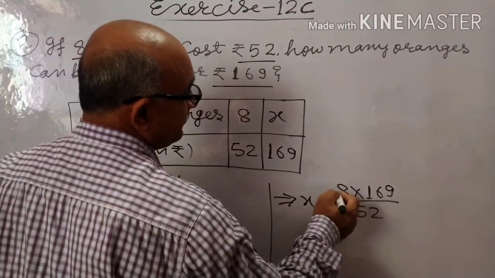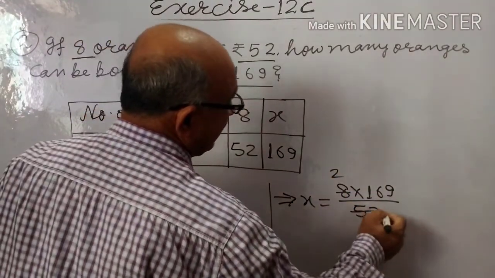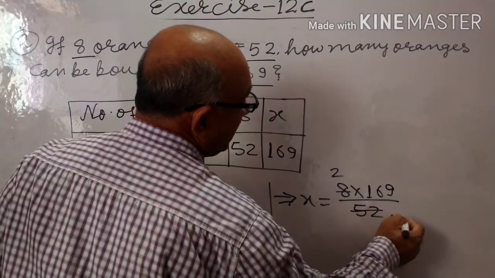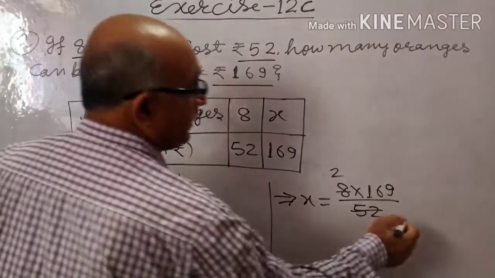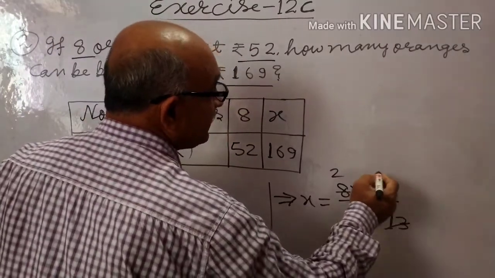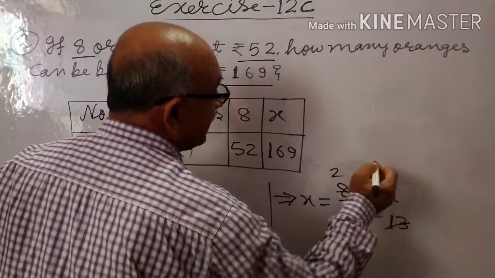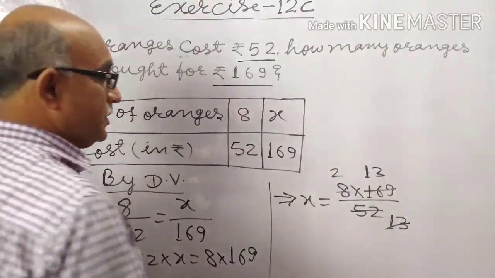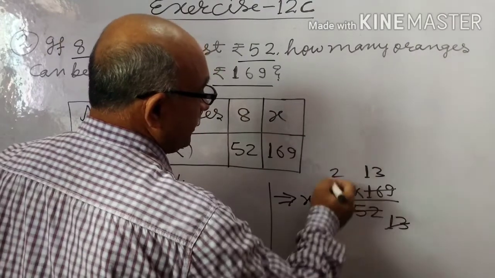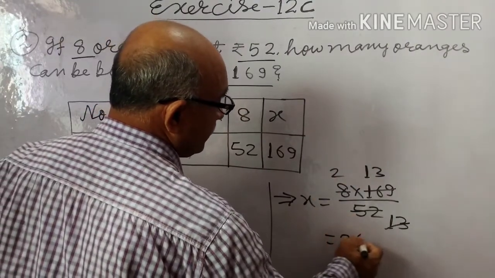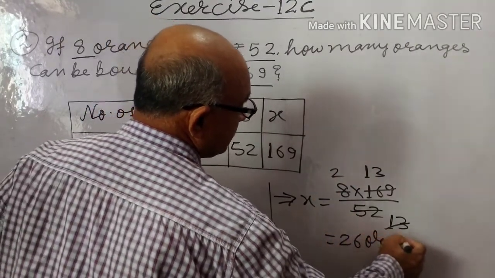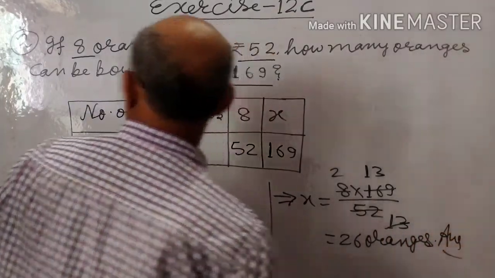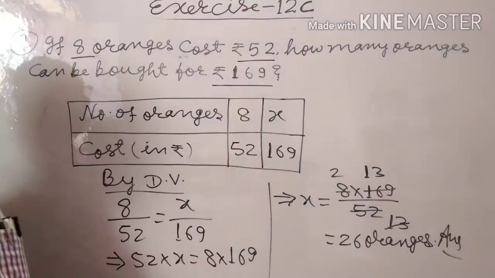4 times 8 is 2, 4 times 13 is 52. 13 times 13 is 169. A square of 13 equals 169. So x equal to 13 times 2, 26 oranges. Answer. Understand and write it.